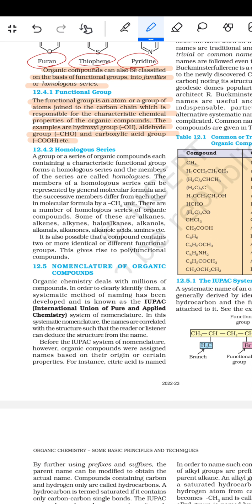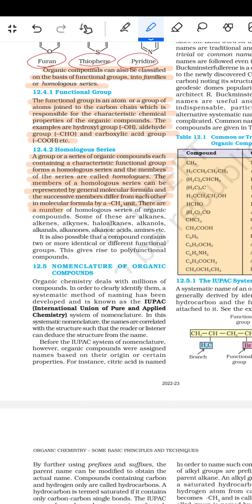Homologous series: a group or a series of organic compounds, each containing a characteristic functional group, forms a homologous series, and the members of the series are called homologues. The members of the homologous series can be represented by a general formula, and the successive members differ from each other in their molecular formula by a fixed unit.